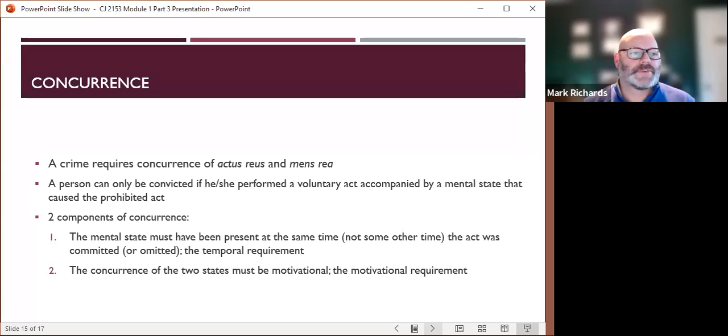Another element of a crime is concurrence, that the crime requires concurrence of actus reus and mens rea. A person can only be convicted if he or she performed a voluntary act accompanied by a mental state that caused the prohibited act. There are two components of concurrence. The mental state must have been present at the same time the act was committed or omitted. This is the temporal requirement of concurrence. The concurrence of the two states must be motivational. This is what's known as the motivational requirement.